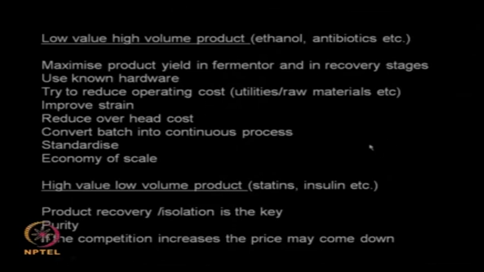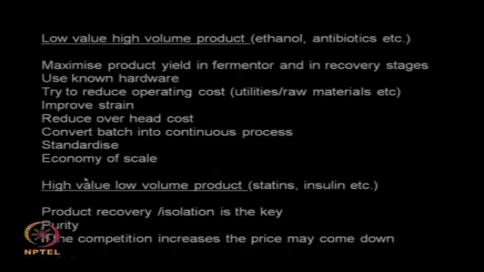Suppose you look at some pharmaceutical product like insulin, statins. Statin is a cholesterol lowering compound. You might not make such a big quantity but the price is very large. So you may make only 10,000 kg but each gram may be costing about 10,000 rupees, whereas you make metric tons of ethanol but the cost of ethanol will be only a few rupees. So you see the difference. That is why one is called the low value high volume product, and the other one is called the high value low volume product.